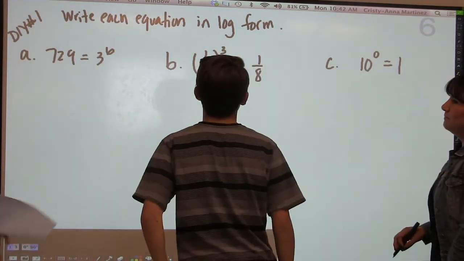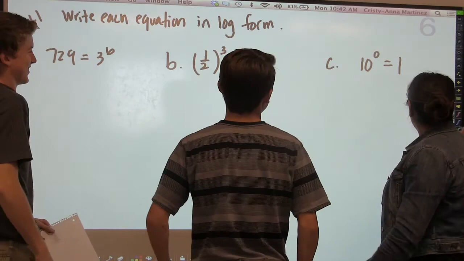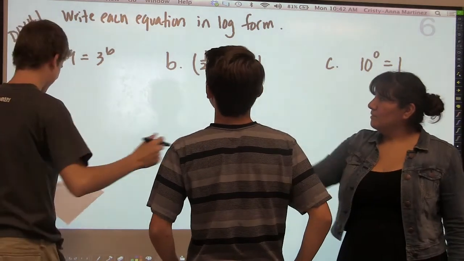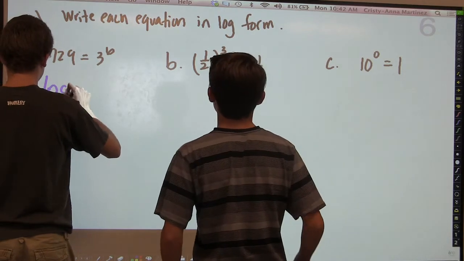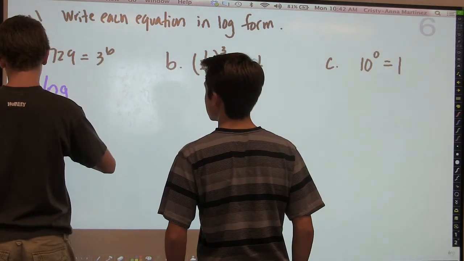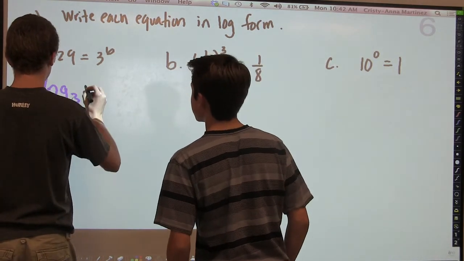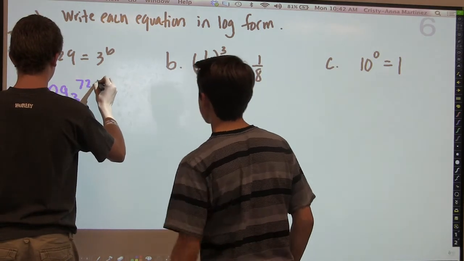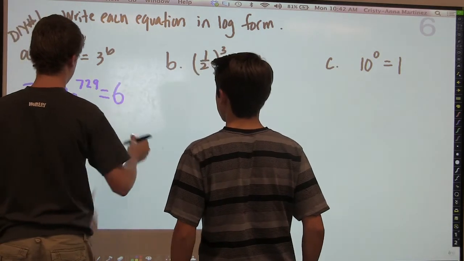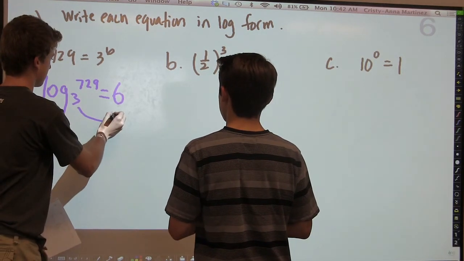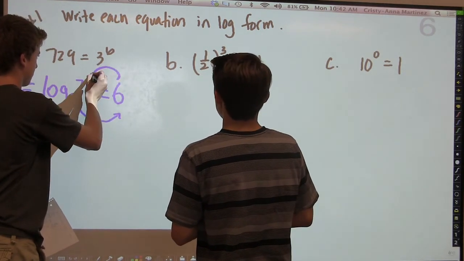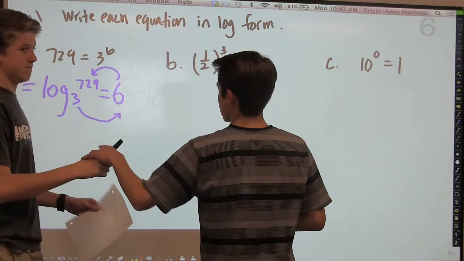Log base 3 of 729 is 6. Awesome. And you can check that. You can say 3 to the 6th power is in fact 729.